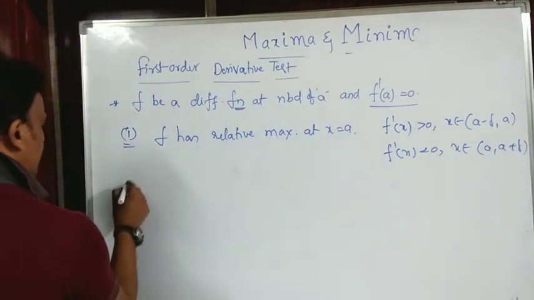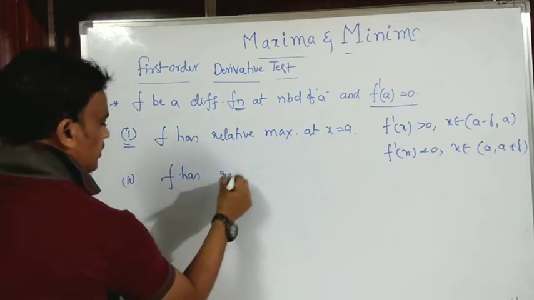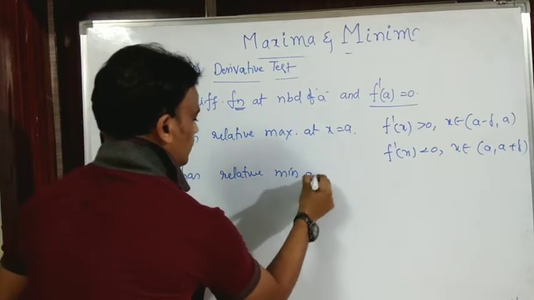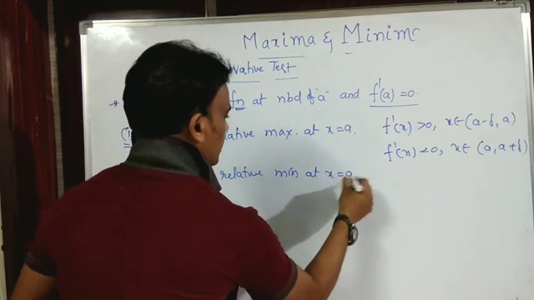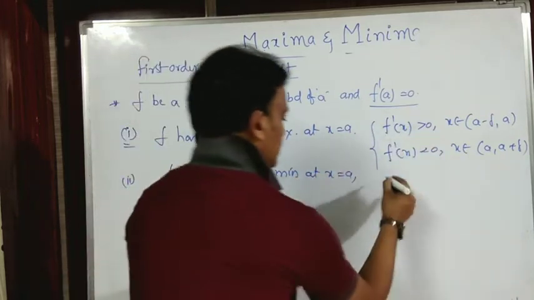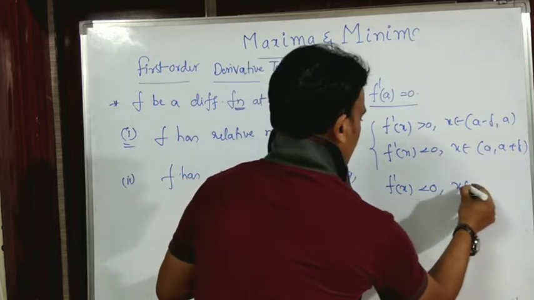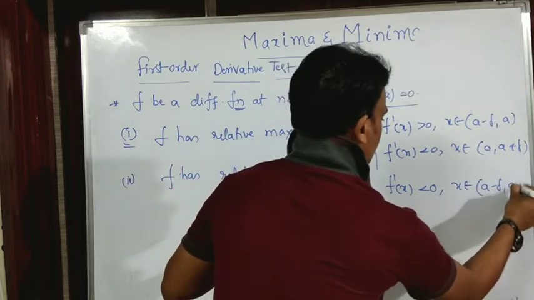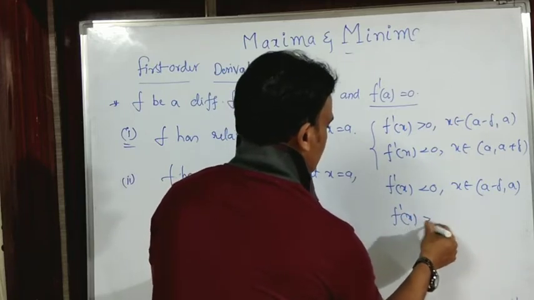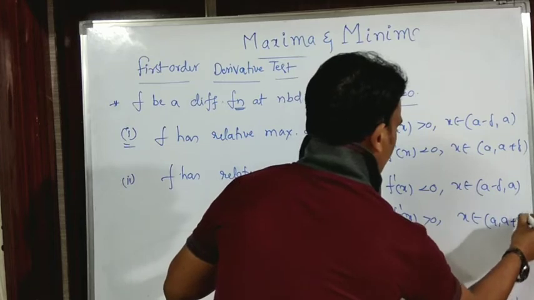And when f has the relative minimum value at x equals a, exactly these two cases will flip. So f'(x) is less than 0 when x belongs to (a - delta, a), and f'(x) is greater than 0 when x belongs to (a, a + delta).